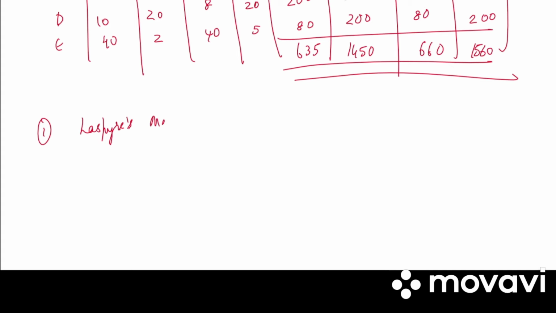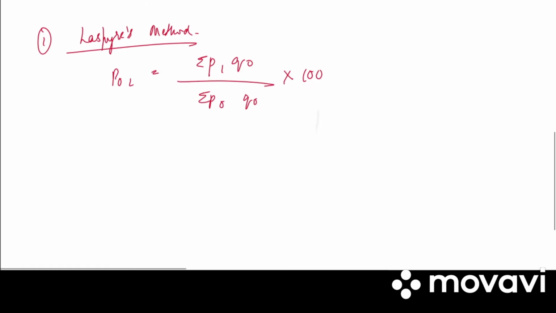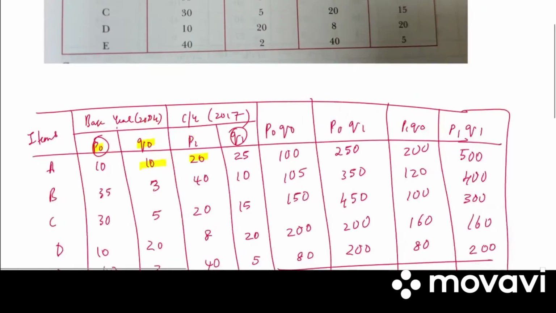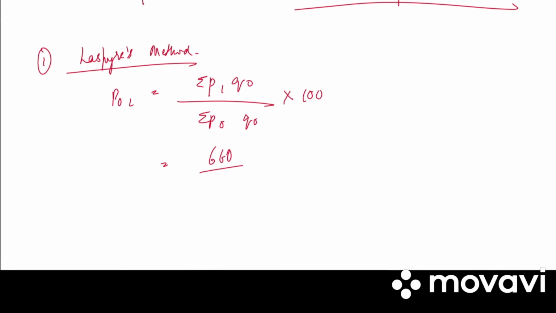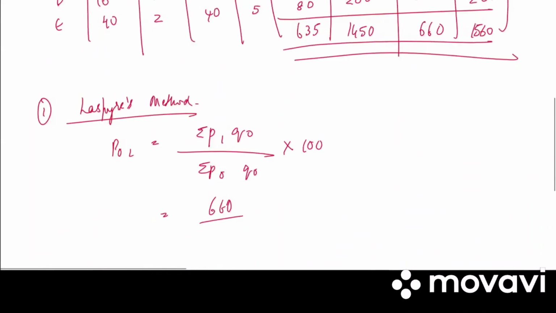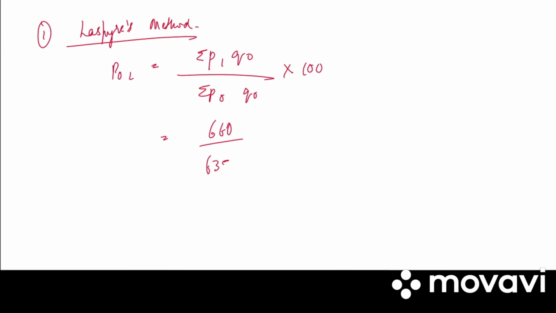So first method, Laspeyres' method. What is the formula? P01 is equal to summation P1 Q0 divided by summation P0 Q0 into 100. So what is summation P1 Q0? It is 660. What is summation P0 Q0? It is 635, into 100. How much is it? 103.94.